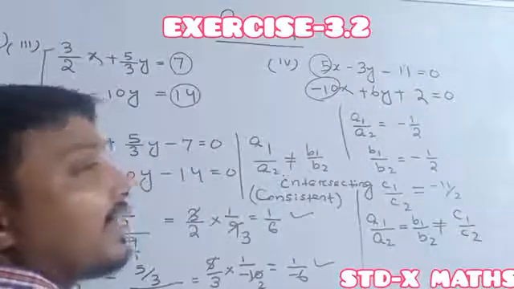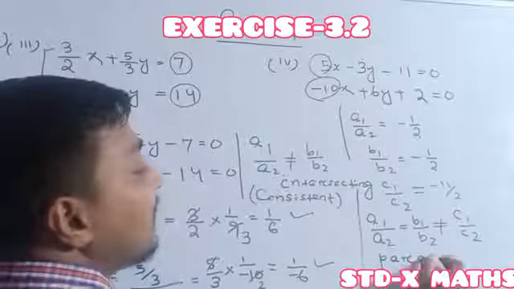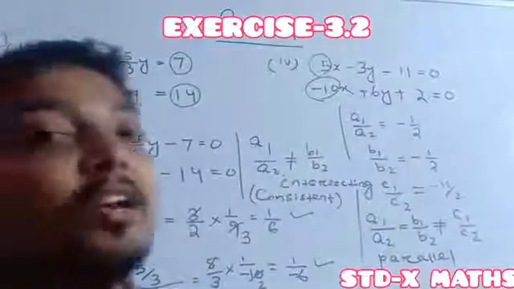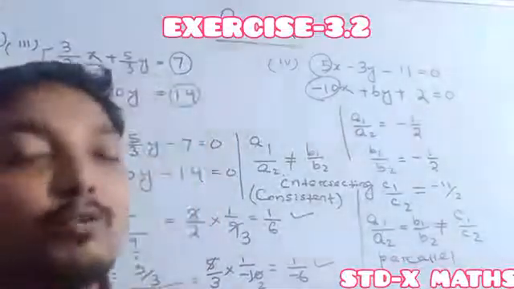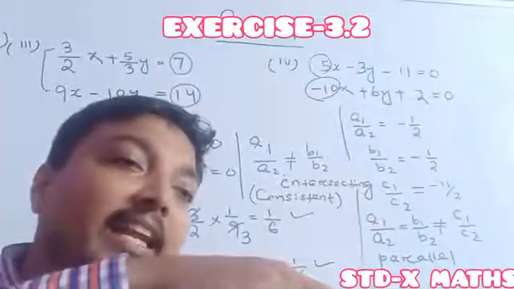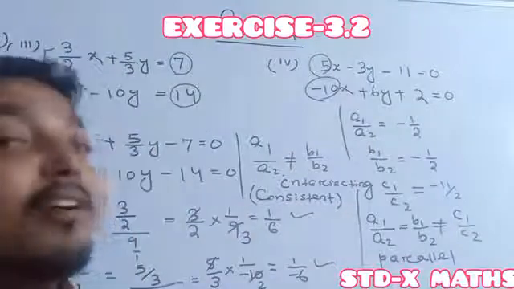So for this, the graphical representation will be parallel. It means having no solution. Having no solution means having no intersecting point. As there is no intersecting point, it is called "Omela".